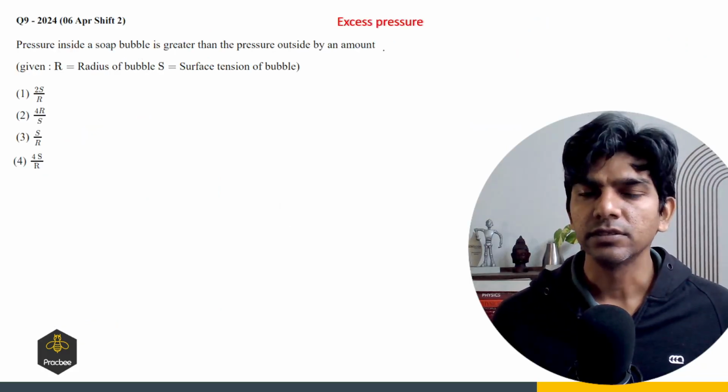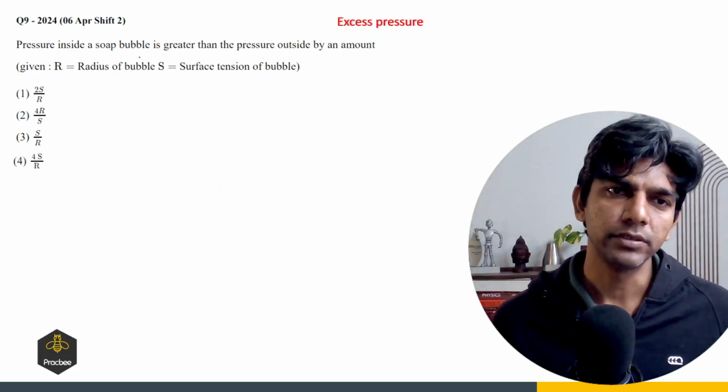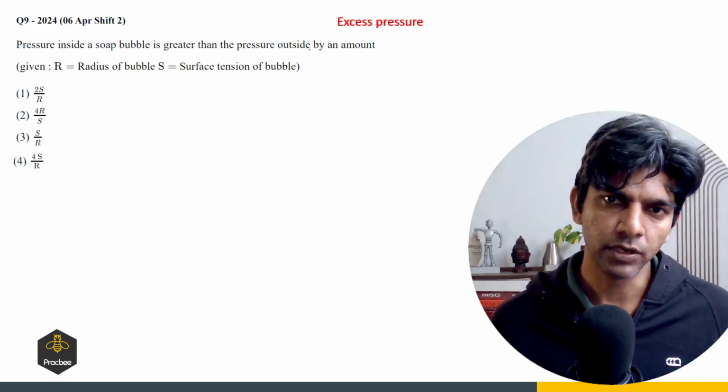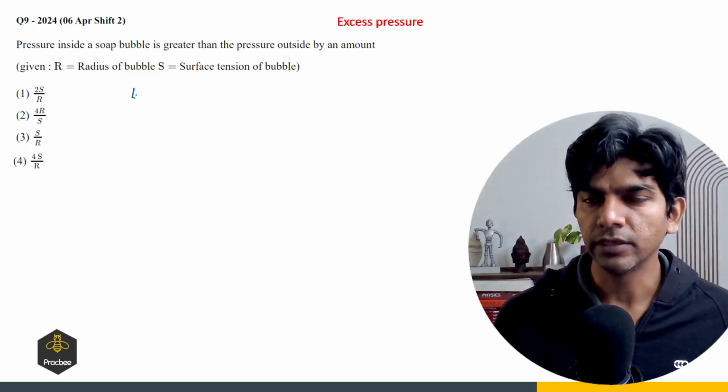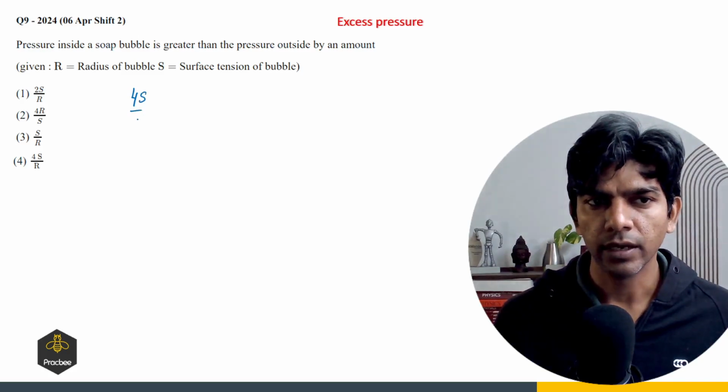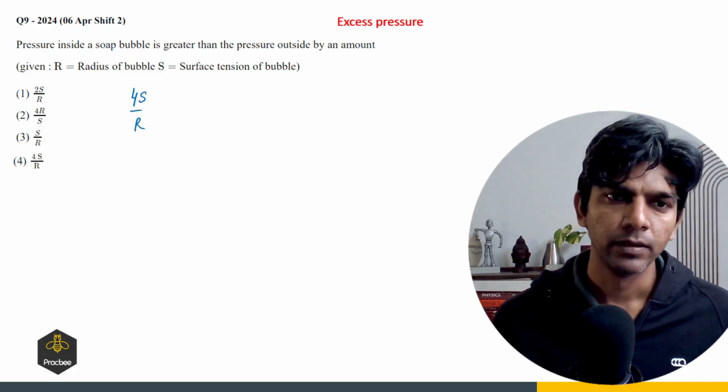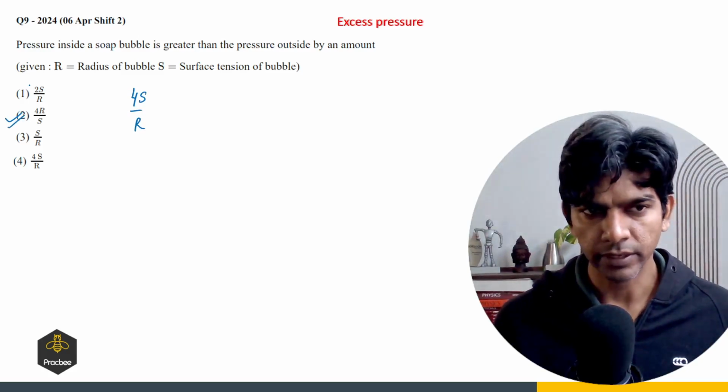Right, so let us see the next concept, which is based on excess pressure. The pressure inside the soap bubble is greater than the pressure outside by an amount. So in the case of a soap bubble, the pressure inside is greater than outside by 4S by r, where r is the radius of the bubble. So option 2 is the right answer.